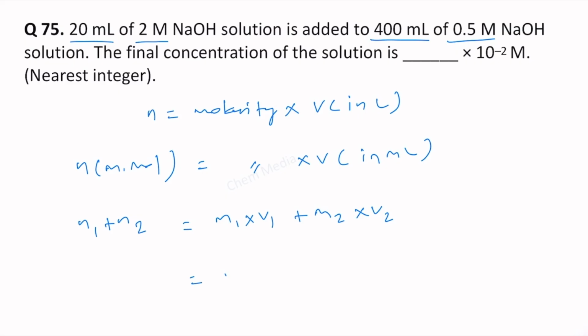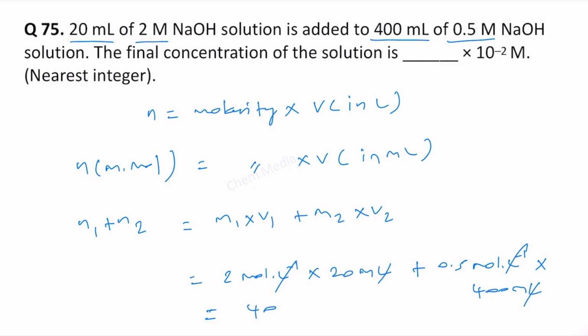M1 is 2 molar, so 2 mole per liter, times V1 is 20 ml, and plus M2 is 0.5 molar, 0.5 mole per liter, times 400 milliliter. Therefore this is equal to 2 times 20, that is 40 millimoles, plus 0.5 times 400, that will be 200 millimoles. Therefore this total is 240 millimoles.